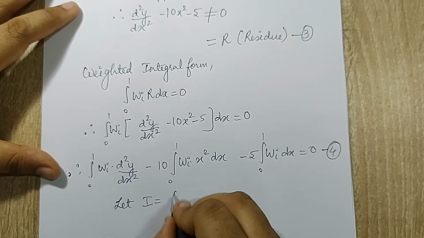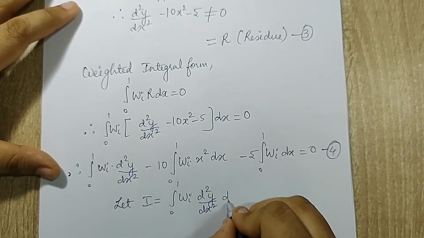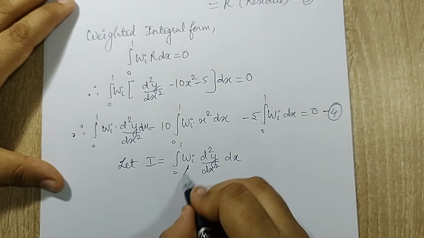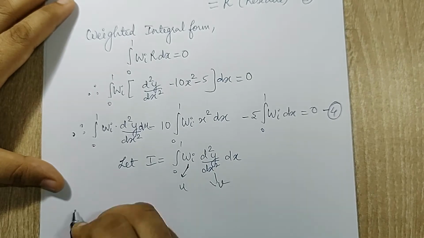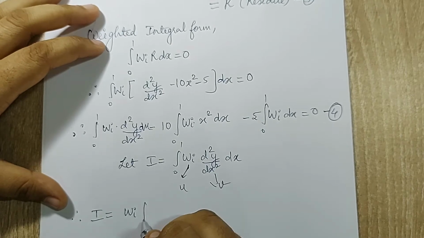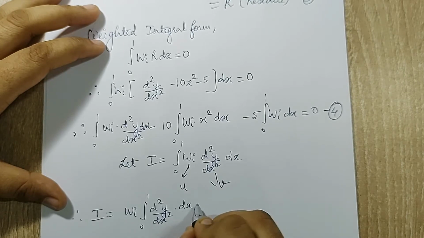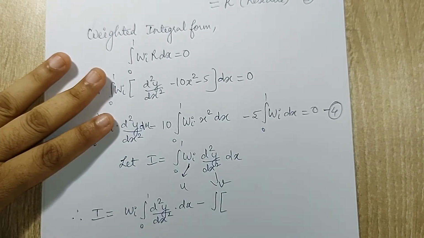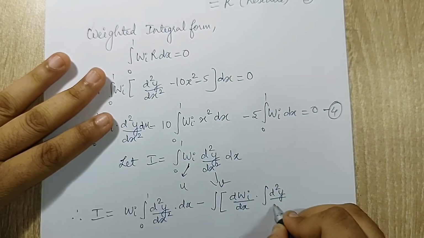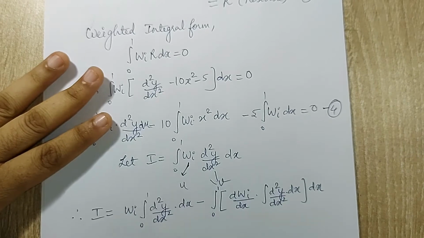Now here I am going to take out this term separately, so I mark this equation as 4. Let I is equal to integration 0 to 1 wi d square y by dx square dx. I'm sorry, I forgot the term. Now I am going to use integration by parts. This is u, this is v. So I is equal to u times integration of v, minus integration of derivative of u into integration of v, and this term closes here. So this is 0 to 1.